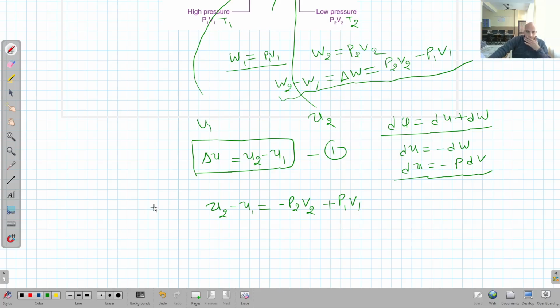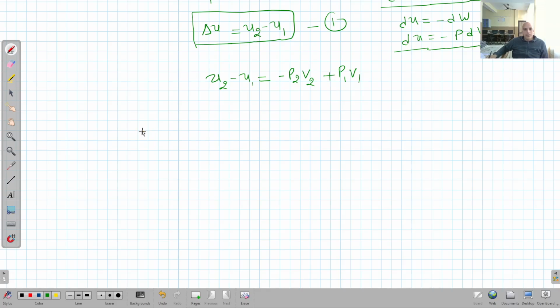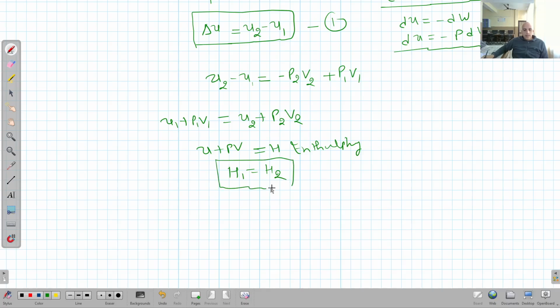So if I rearrange it, then it will become U1 plus P1 V1 is equal to U2 plus P2 V2. Clear? So this is, we know, U plus PV, right? It is equal to H, enthalpy, right? It is enthalpy. So it means H1 is equal to H2. That is very important. It means during this entire process, enthalpy is a constant. Clear? Clear?